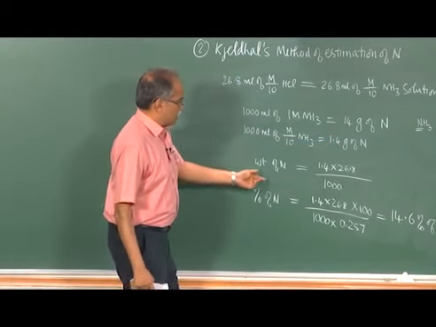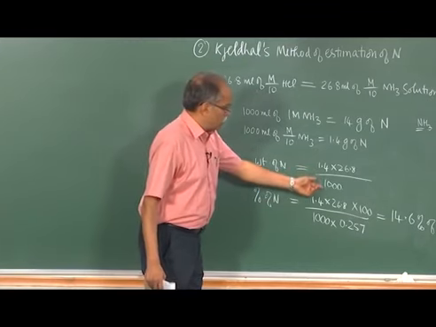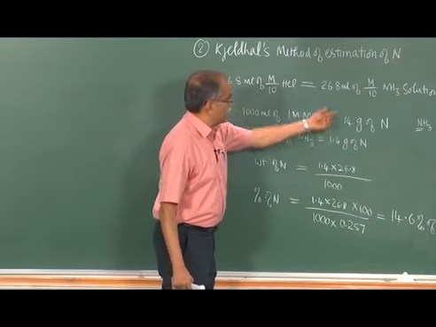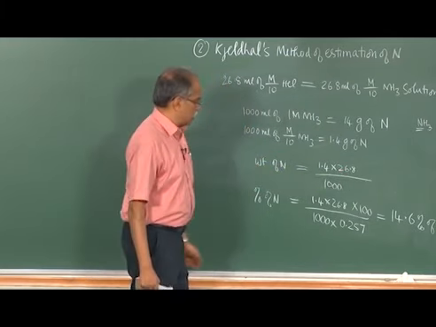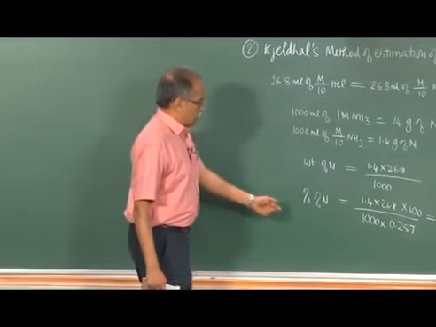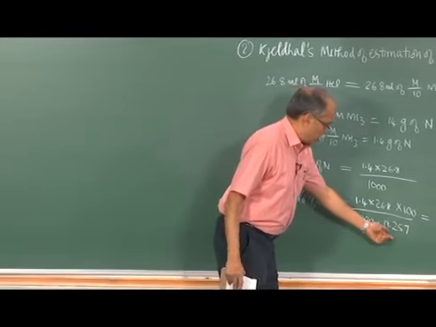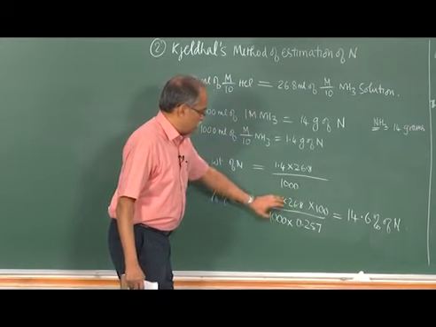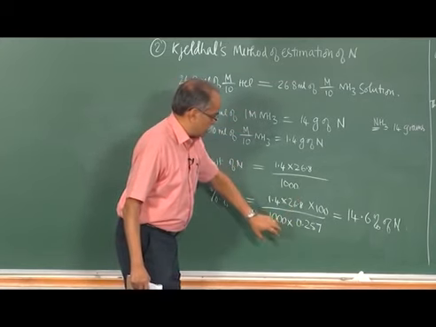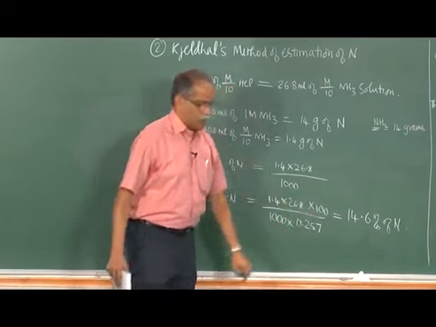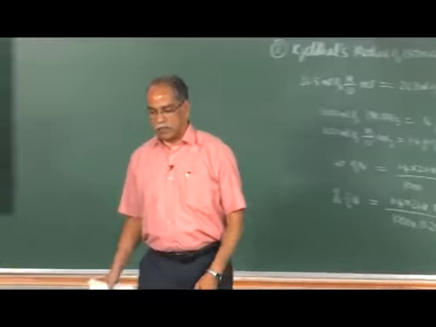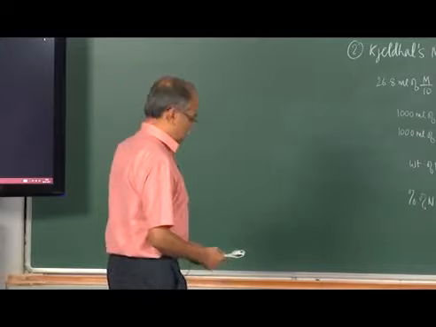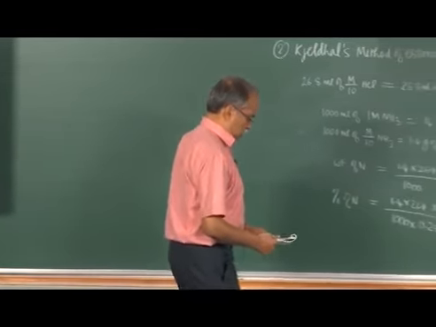So, the weight of nitrogen for 1000 milliliters is about 1.4 grams. Therefore, for 26.8 milliliters of ammonia, how much is the weight? Then the percentage weight: for 0.257 grams of the substance taken, this will be the nitrogen present. For 100 grams, how much nitrogen will be present? That is 14.6 percent of nitrogen present in the organic compound.